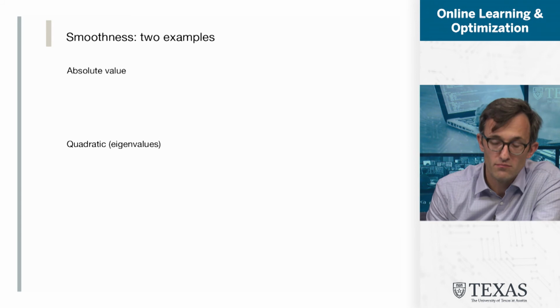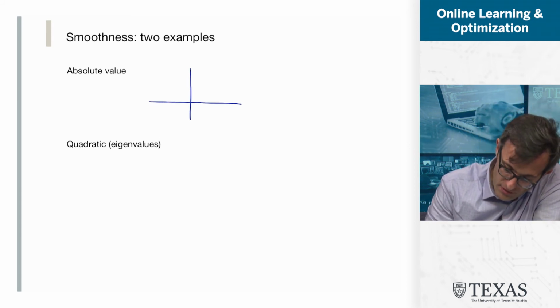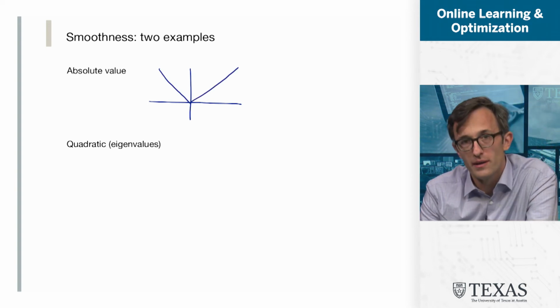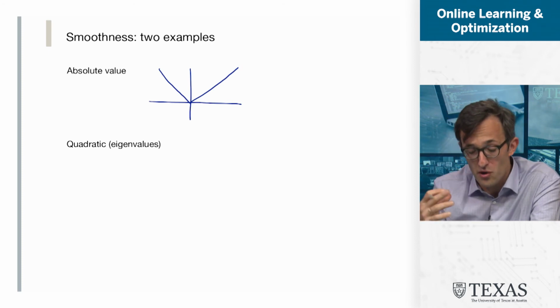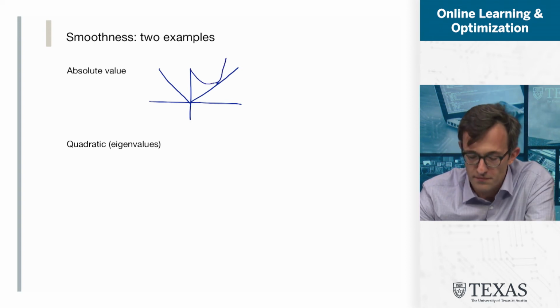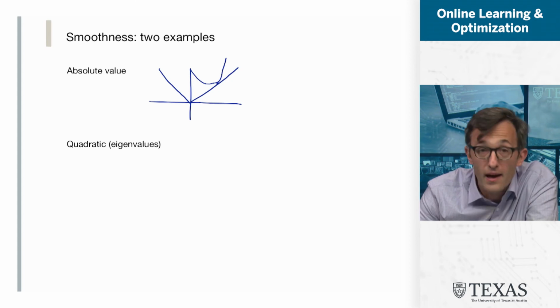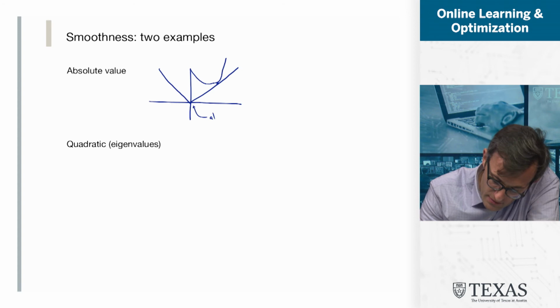Okay, let's look at our two examples here. Our absolute value function. Well, we know that this isn't smooth because it has this kink point, but let's see how it compares with this definition that we just derived of trying to fit a quadratic on top. At this point, we can certainly fit a quadratic function. But how about at this point at the origin?